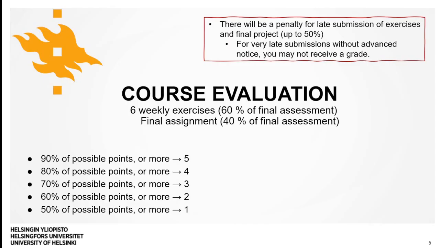So this is the course evaluation. You will have 6 exercises accounting for 60% of your grade. So most of your grade is actually coming from the weekly exercises, and they are done individually. In the first period, we were doing things in pairs. In this period, exercises are done individually, but the final project can be done in pairs if you want. So that's one of the differences. So 60% comes from weekly exercises, 10% for each, and then 40% for the final project.